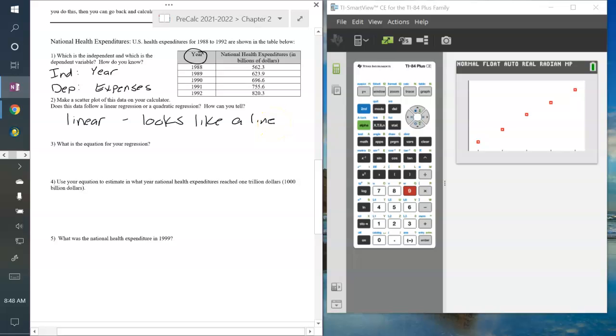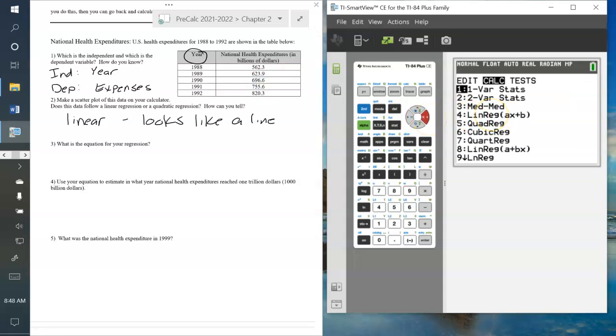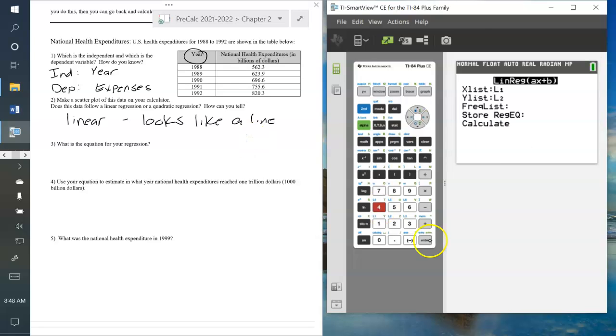So because this looks like a line, I'm going to do a linear regression. So stat, calc, come down to linear regression, which is number 4. L1, L2. Let's go ahead and store our regression in Y1. So VARS, Y-VARS, function, Y1, and calculate. So this is what I get.